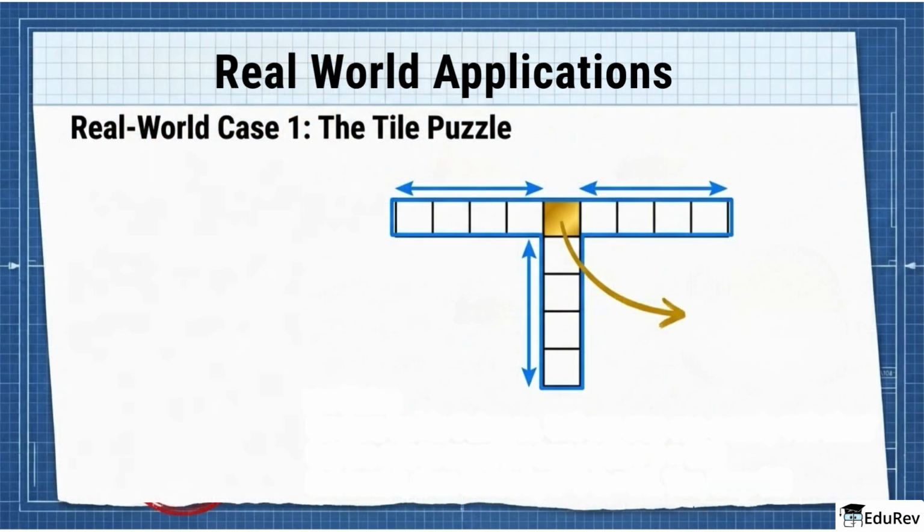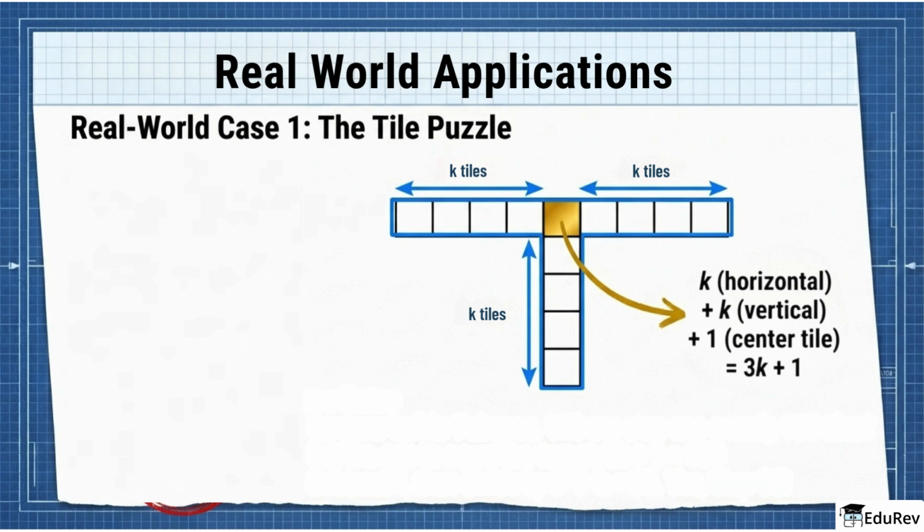So let's use this in a real situation. Imagine Ranjana builds T-shaped patterns with tiles. Look at the top part of the T. Can you see this? There are tiles going left, right, and vertically downward. Let's say there are k tiles on each of the 3 sides. This gives k plus k plus k equals 3k. But wait, don't miss this. There is one center tile where both parts meet. That tile is counted only once, so we add plus 1. Now the equation becomes 3k plus 1.